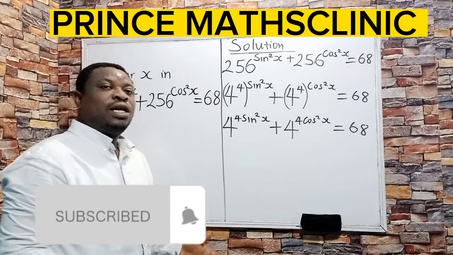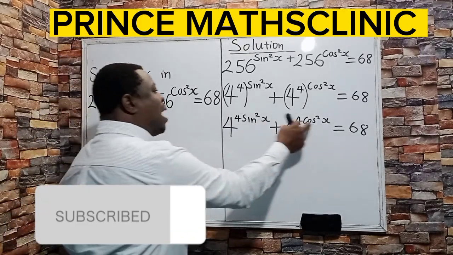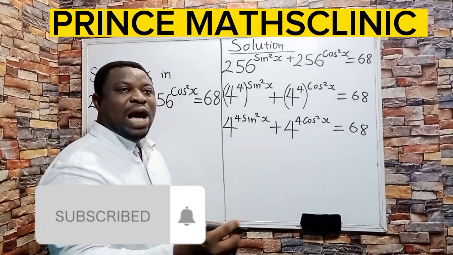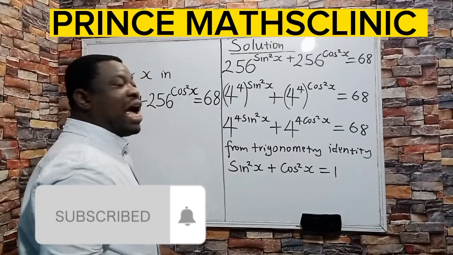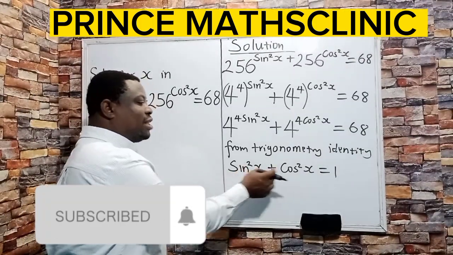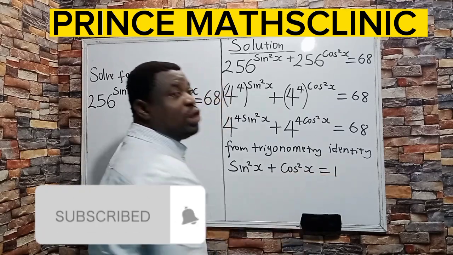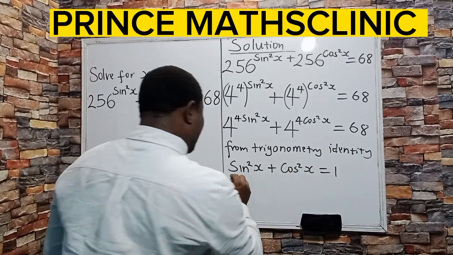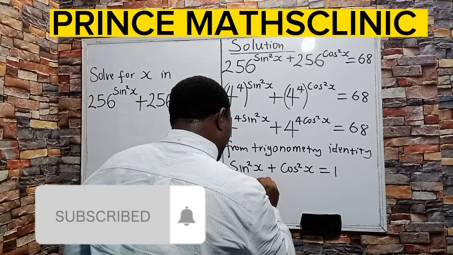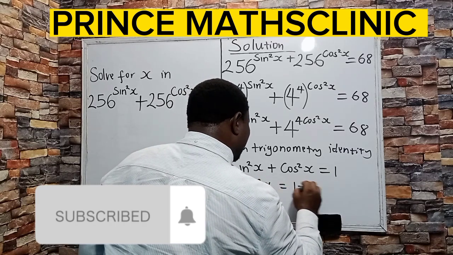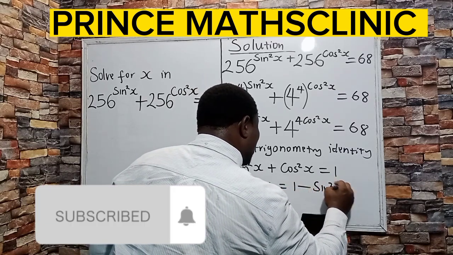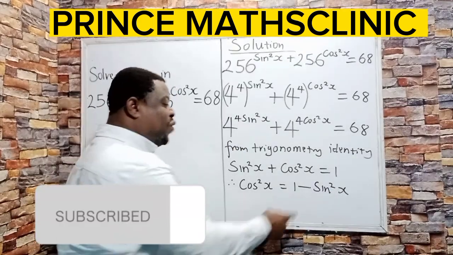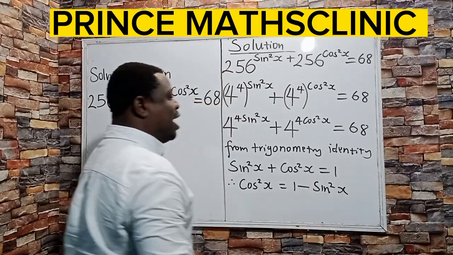Now I want all the terms in the power to have either cos square x or sine square x. But how do I do that? From trig identity, we know that sine square x plus cos square x is always equal to 1. So I want to make cos square x the subject. Therefore, my cos square x will now become 1 minus sine square x. Anywhere you see cos square x, you can fix in 1 minus sine square x.